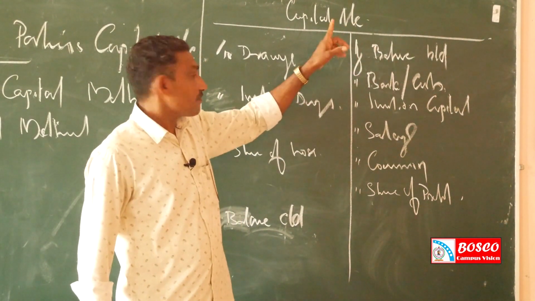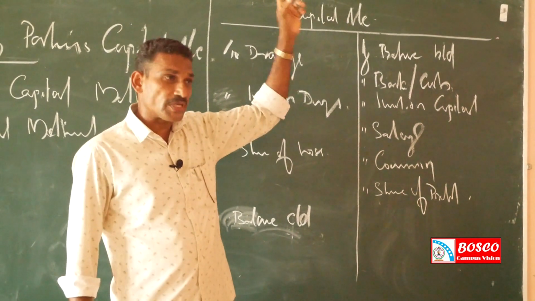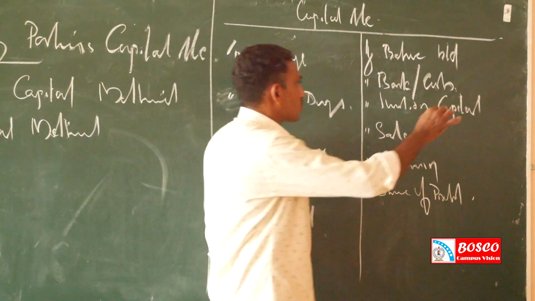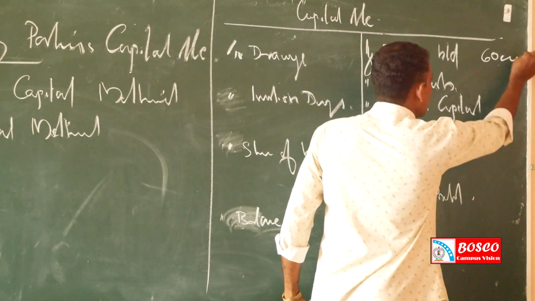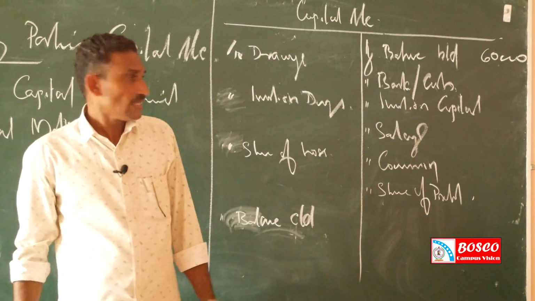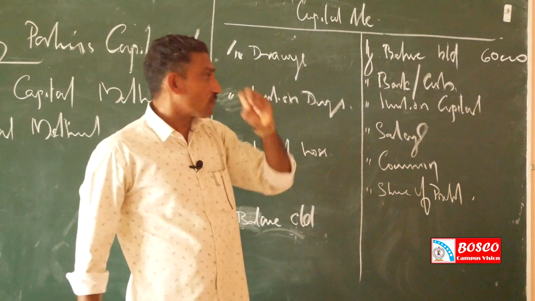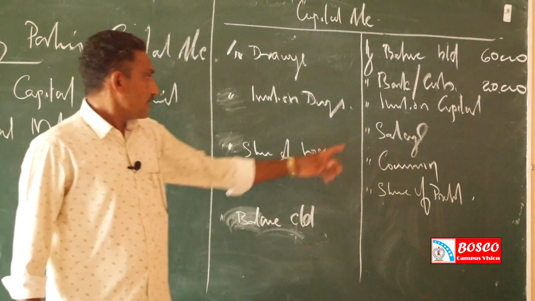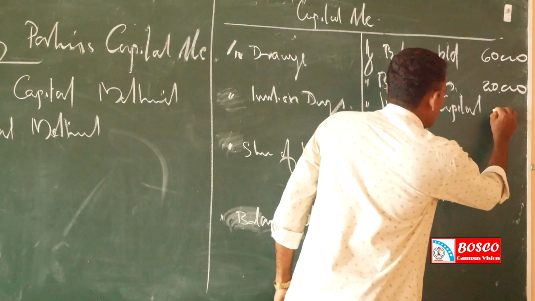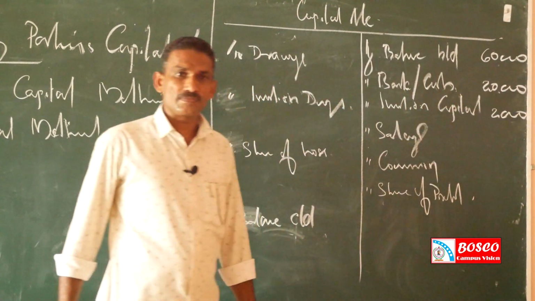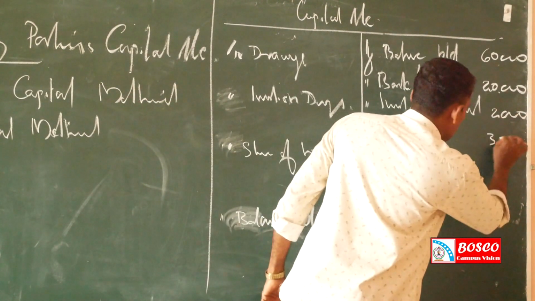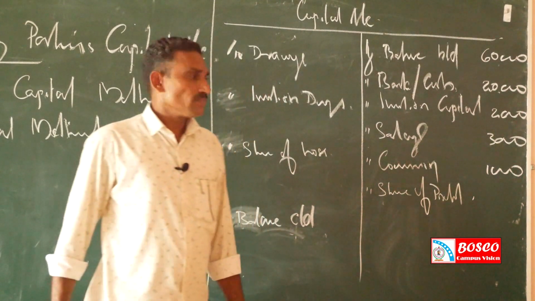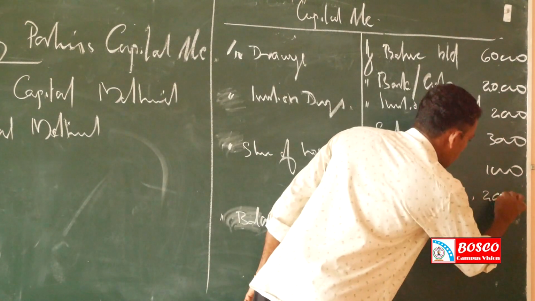So, first of all, we can see the format of capital under fluctuating capital method. There is an opening balance, for example rupees 60,000. Then he will contribute an additional amount of capital, that is 20,000. Then interest on capital, example 2,000. Salary 3,000. Commission 1,000. Then share of profit 2,000.